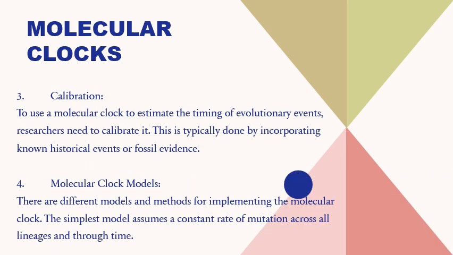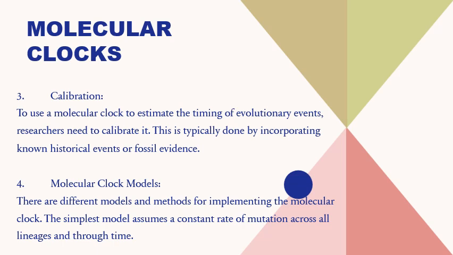Number 3 would be calibration. To use a molecular clock to estimate the timing of evolutionary events, researchers need to calibrate it. This is typically done by incorporating known historical events or fossil evidence. For example, if the fossil record shows that two species diverged 10 million years ago, and DNA analysis reveals a certain number of genetic differences between them, researchers can estimate a mutation rate per million years.